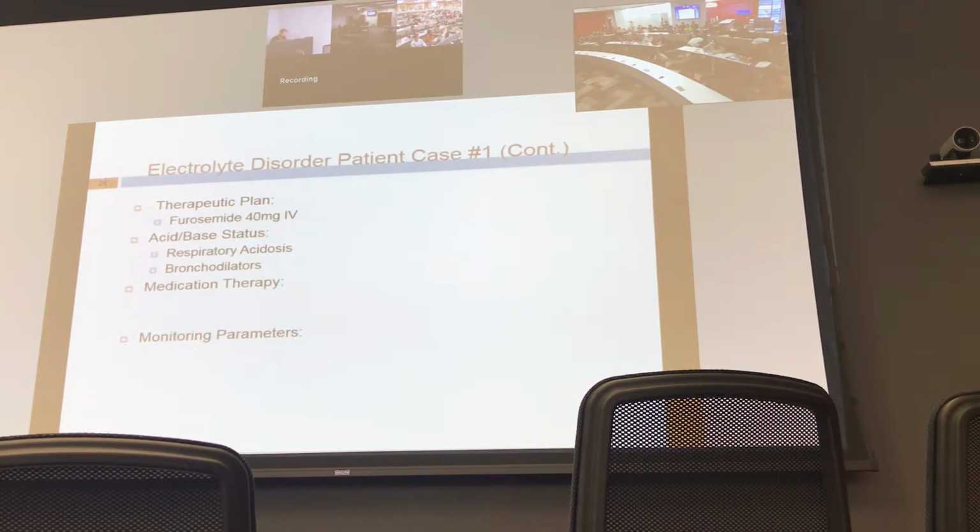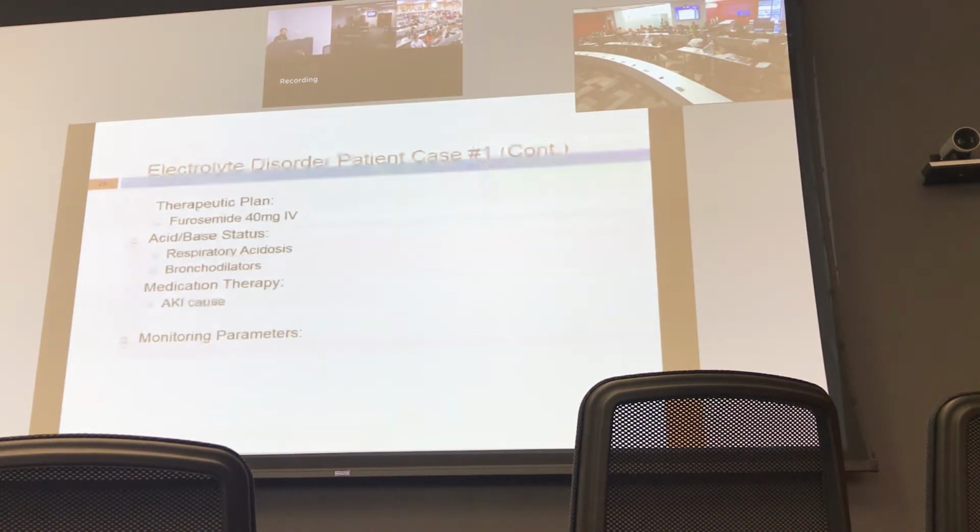We can increase HCTZ to 50 milligrams PO daily, and also just watch the potassium levels as we fix the acidosis. Okay, good. So potentially one option would be to increase the dose of the diuretic. Did you identify any medications on the patient's home meds that could increase risk of hyperkalemia? The lisinopril. Good, so lisinopril.